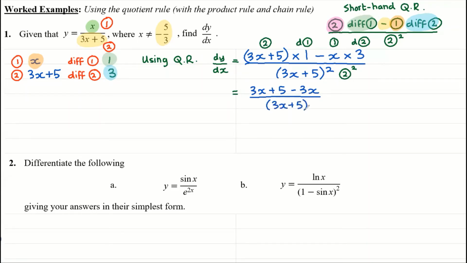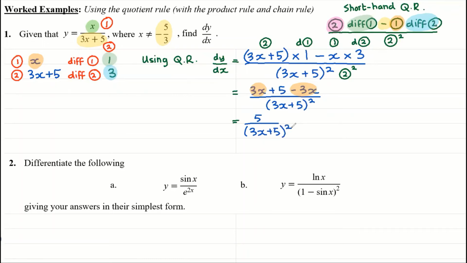And I would not expand that, just leave it as a linear expression squared. There might be some cancellation in the numerator, you never know. So keep everything nice and factorized if necessary. Now you'll notice here we get some nice cancellation in the numerator. So we've got positive 3x there, negative 3x there. That's going to just cancel out, isn't it? So we're just going to get 5 over 3x plus 5 squared. And there we have our derivative.